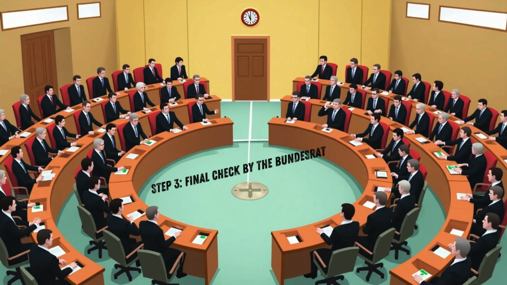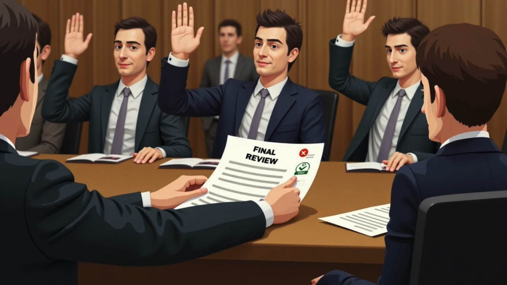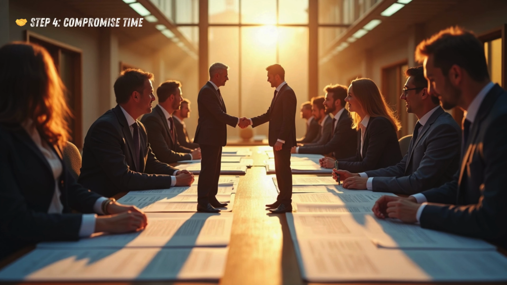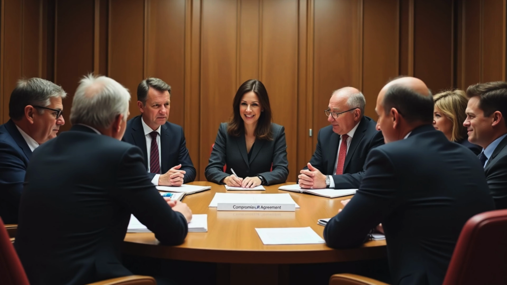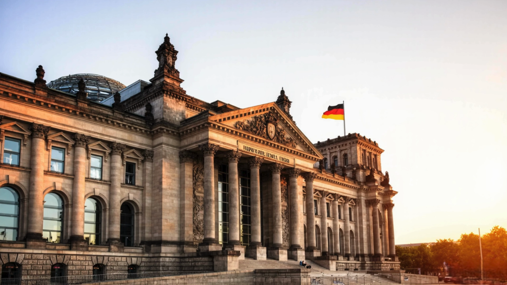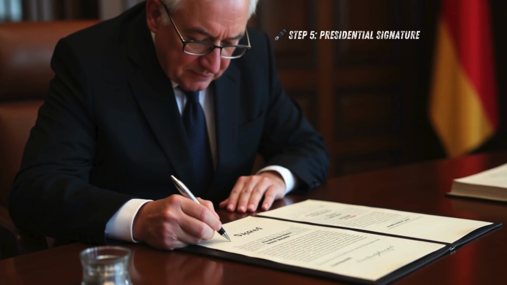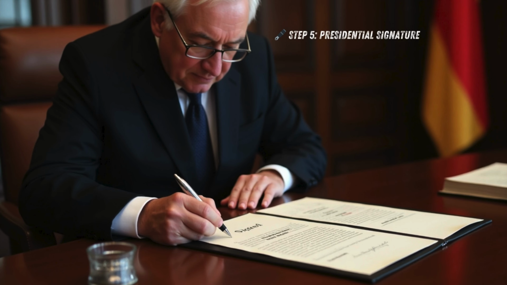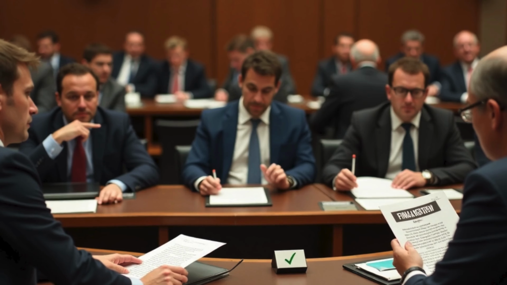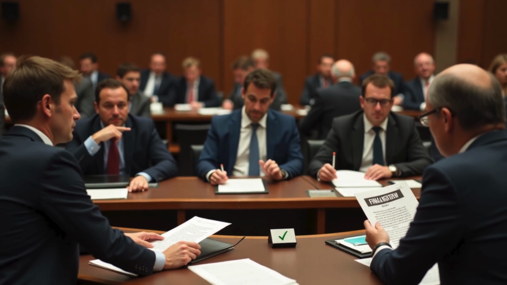Step 3. Final check by the Bundesrat. If the Bundestag approves the law, it goes back to the Bundesrat for a final review. They can't change it now, just approve or reject it. Step 4. Compromise time. If the Bundesrat rejects the law, a special committee, like a mediator team, tries to fix the problem. If they still can't agree, the Bundestag can pass the law anyway. Step 5. Presidential signature. After both chambers approve the law, the federal president signs it, and it is published to become official. But why is the lawmaking process in Germany complicated?